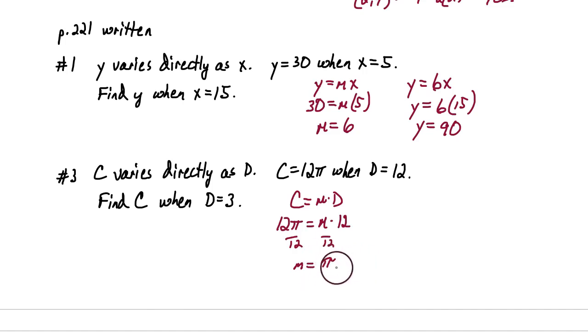Pi is a number. It rounds off to 3.14. But we'll just leave it as the pi symbol and recognize that that is representing a number. Now we're asked to find C when D is 3. So let's rewrite our formula, but now that we know what M is, fill in pi. Then replace D with the number 3. We get as our answer 3 pi.